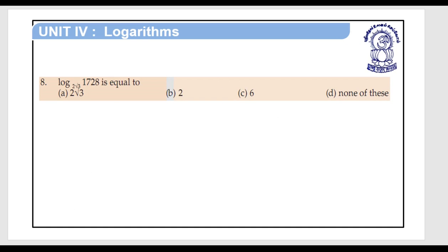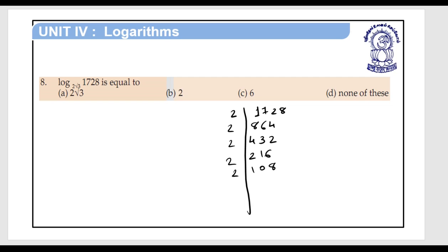Next, log 1728 to the base 2 root 3. So 1728: convert 1728 into 2 and root 3 form. 2 8s are 16, 2 2s are 4, 2 3s are 6, and so on. 2 27, 3 9, 3 3 3.